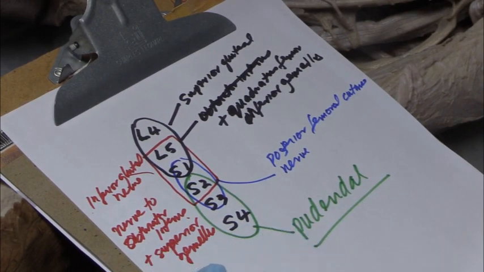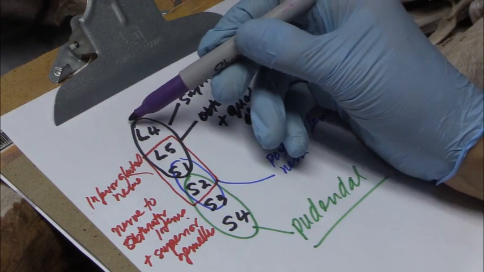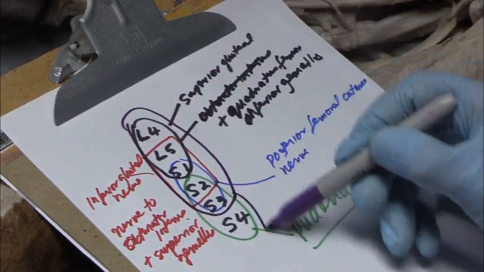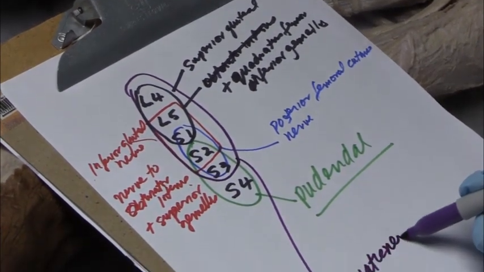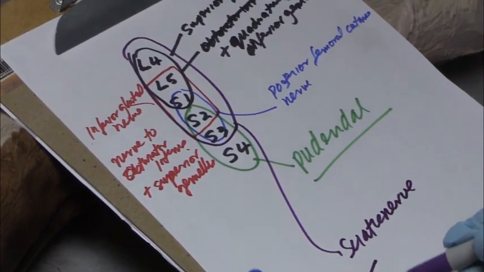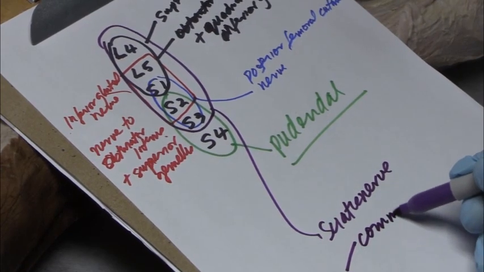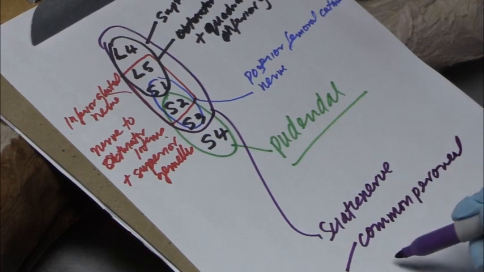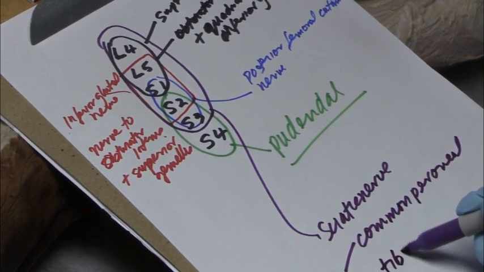Then, if we just put everything here now, L4, L5, S1, S2, S3, one more box, that's the sciatic nerve. But remember, the sciatic nerve has two parts. It has the common peroneal, and it has the tibial nerve.